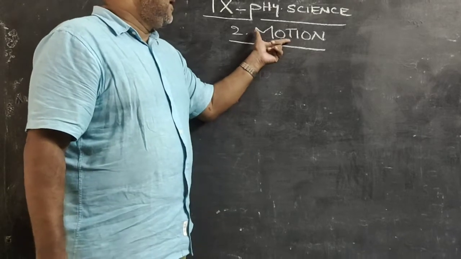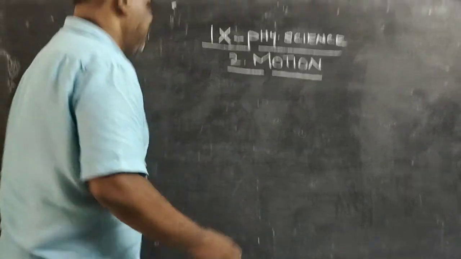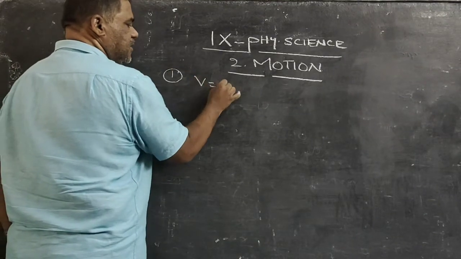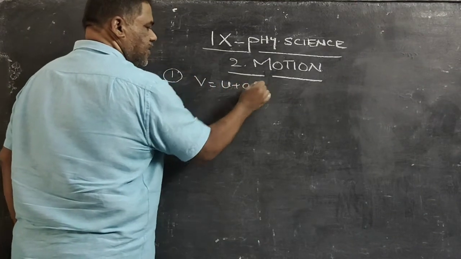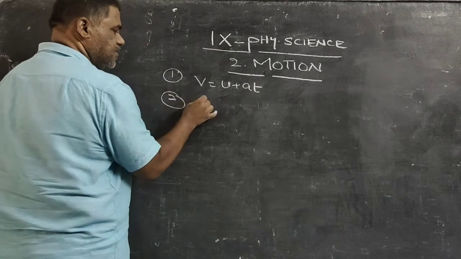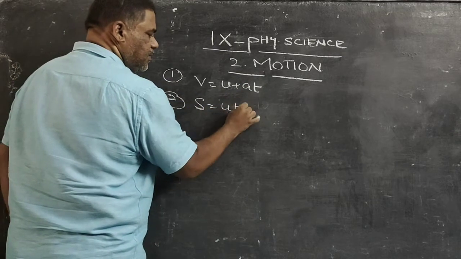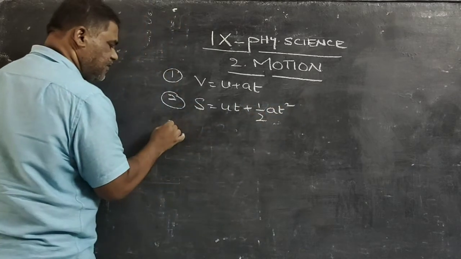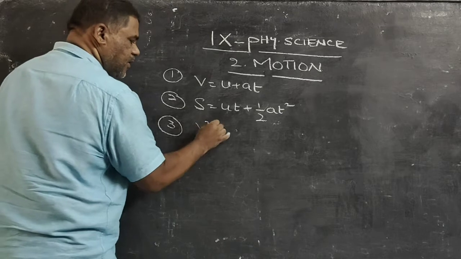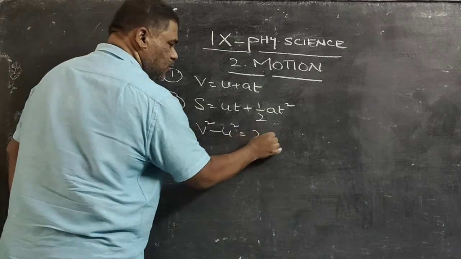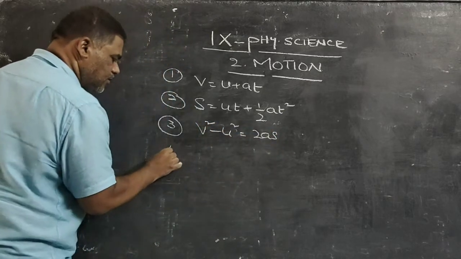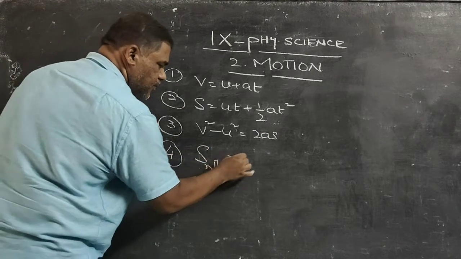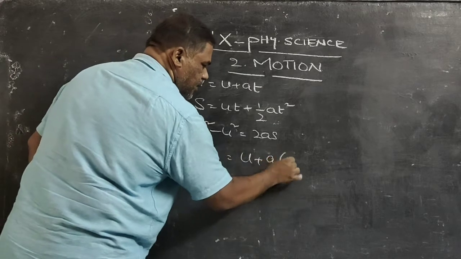So in this kinematics, that is in motion chapter, we derived three equations. First one is V is equal to U plus AT. Second one is S is equal to UT plus half AT square. And third one, V square minus U square is equal to 2AS. And also one more equation we derived, that is Sn is equal to U plus A into n minus half.